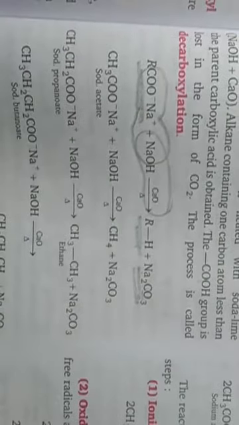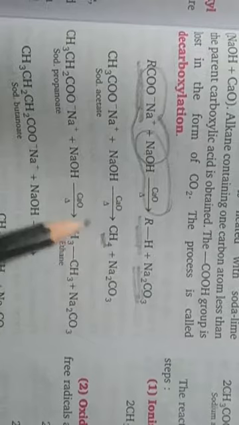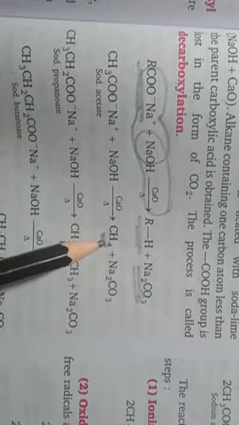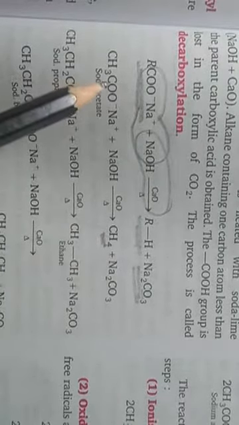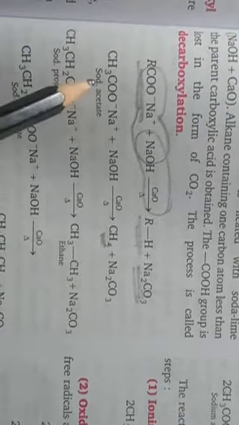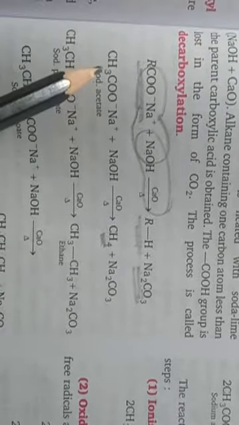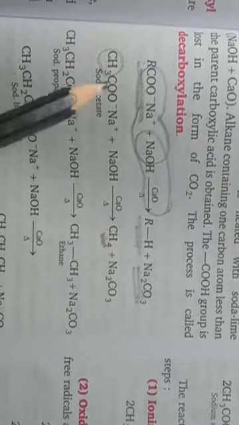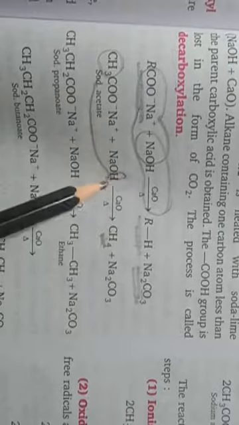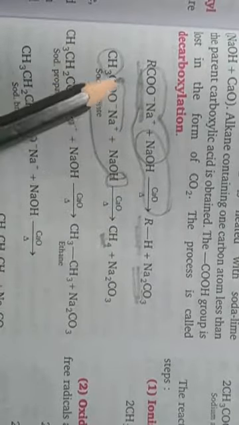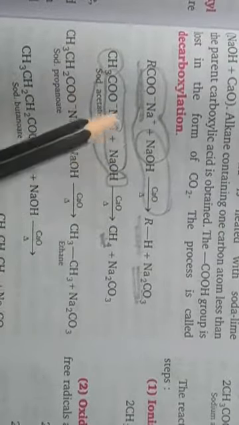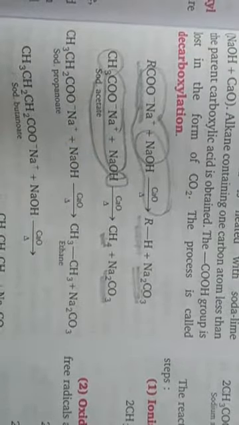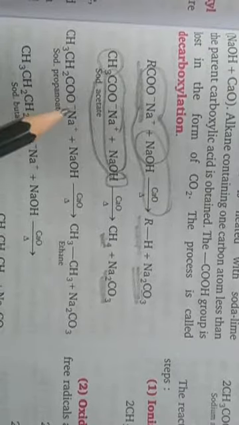As for example, for the formation of methane, we will take sodium acetate as the starting compound. Okay, so this methyl group will convert into methane with this hydrogen, and this part will be removed in the form of sodium carbonate. Okay students, and other examples are also given.